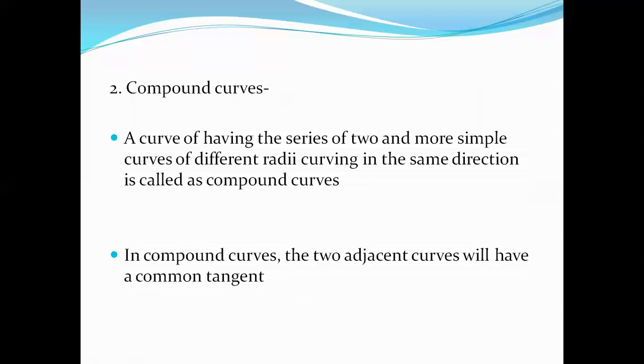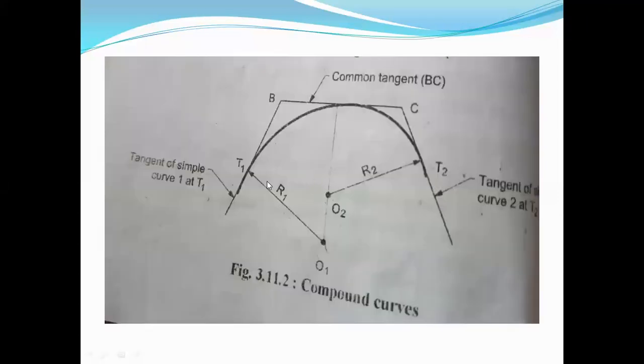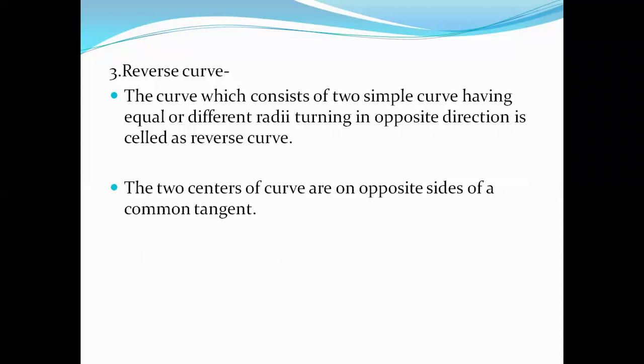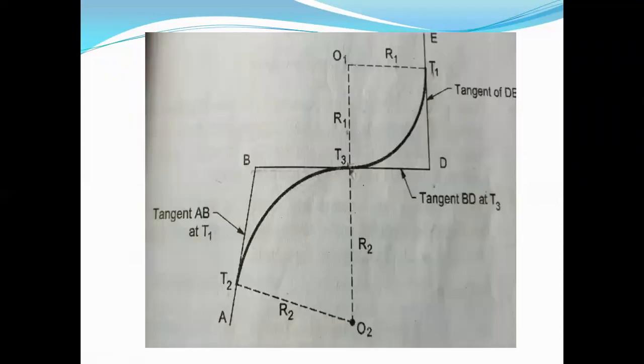Then the second type of horizontal curve is a compound curve. The curve which is formed by two or more simple curves with different radius is a compound curve. See, this is a compound curve which is formed by two simple curves of different radius R1 and R2. Then third is a reverse curve. The reverse curve consists of two simple curves which are opposite in direction.